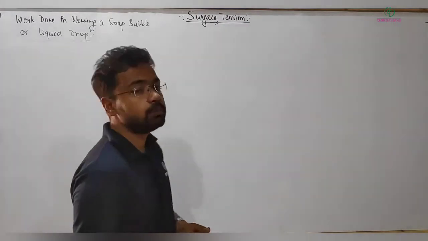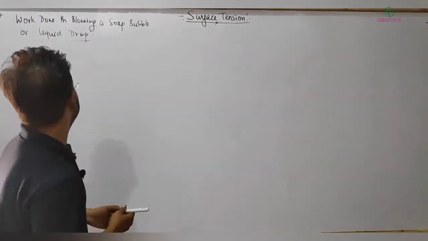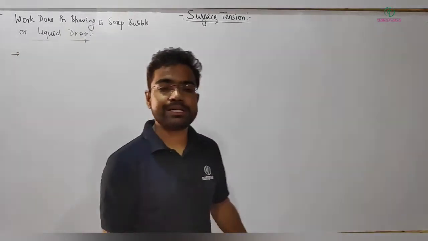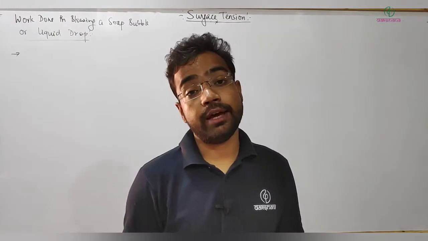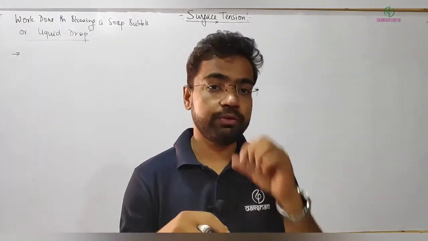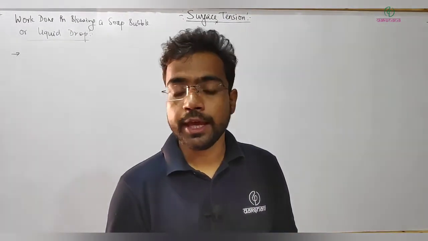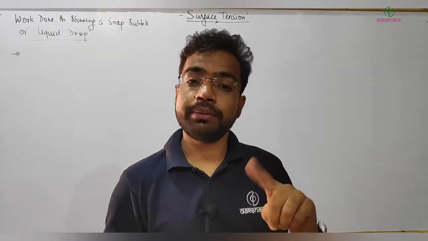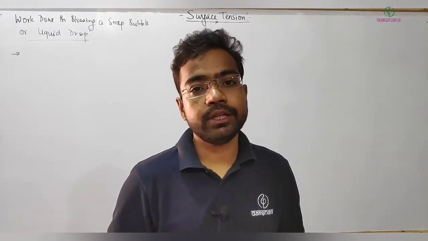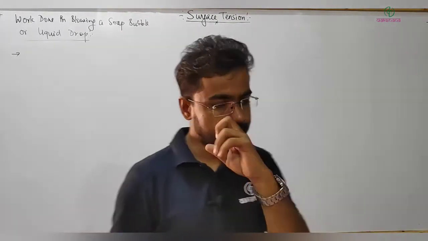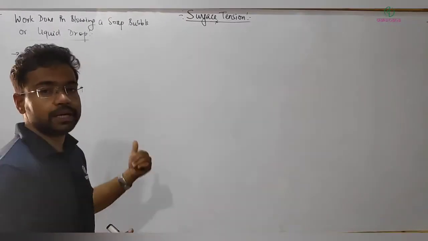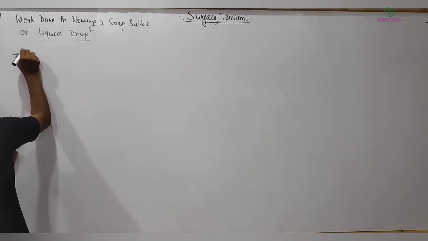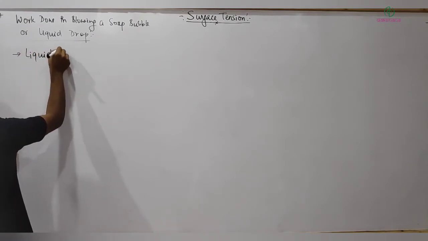Work done in blowing a soap bubble or liquid drop. In this process, what exactly are we doing? Let's say we have liquid, and from that we want to blow a soap bubble. In that process, we are creating some additional surface, and for whatever surface we are creating, we need to supply some energy. That will be the work done in blowing a soap bubble and liquid drop. Let me just take the liquid drop first.